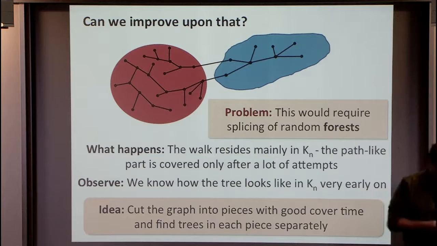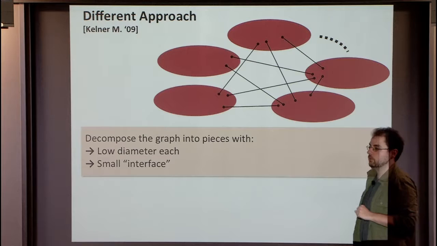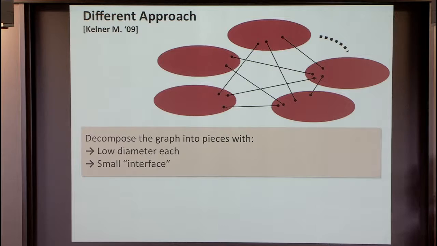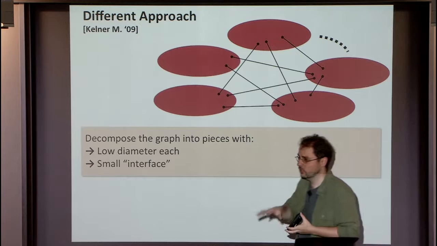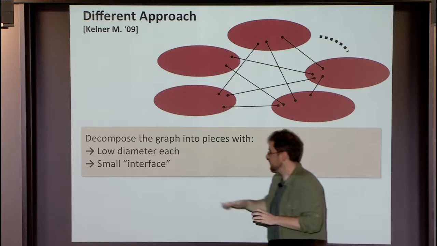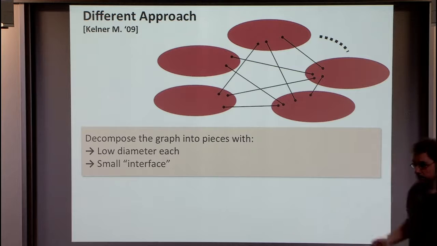So maybe the most simplistic idea doesn't work here, but we are onto something, and actually there is a way of turning this observation into a general approach. Roughly, you cut your graph, using essentially the ball growing technique of Leighton Rao that John described, into pieces that each have low diameter and have a small interface. So the number of edges between different pieces is small.